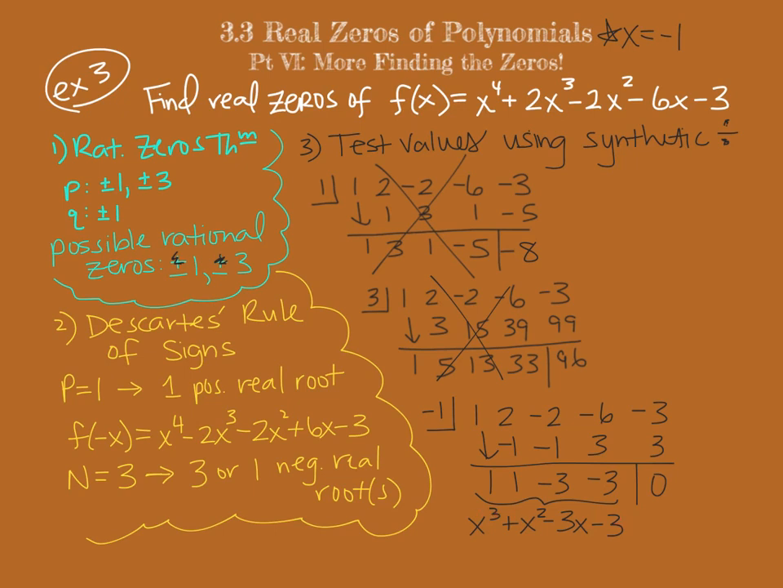So now we're going to keep using synthetic division on the cubic function, which is down here. I'm again testing. The only numbers I really can still test are -1 and -3. I'm just going to test -1 and see if it works again. It could work more than once. So I have a 1, a 1, a -3, and a -3. That is what I'm now dividing into, the cubic.